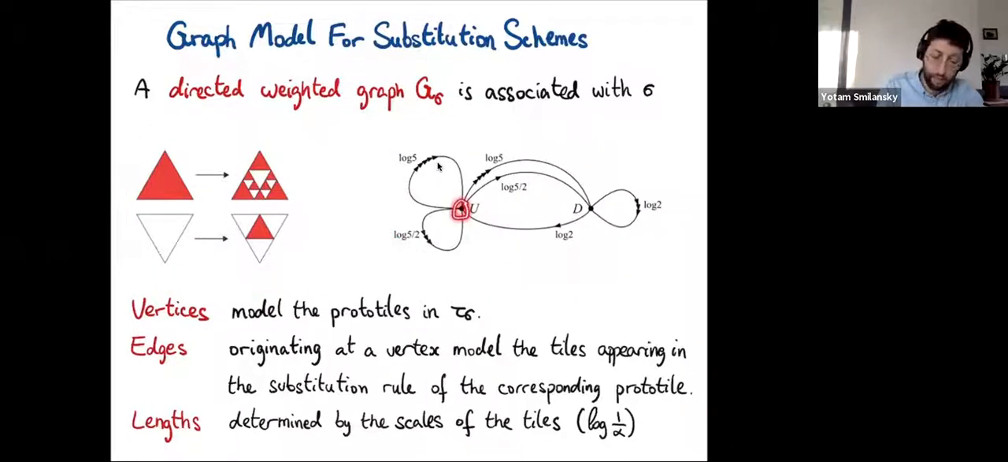Every tile, every prototile is a vertex. So this is the up and this is the down. And every tile that appears somewhere in the substitution rule is an edge, and the weight of the edge, or the length of the edge, comes from the scale. So you see this one would be 2/5. So it corresponds to the self loop of log 5/2. And here, this is one, this is the half, and this is another half. So you have three whites. So these are three self loops of log 2. And one edge going to the other direction of the same length log 2 corresponding to this tile.